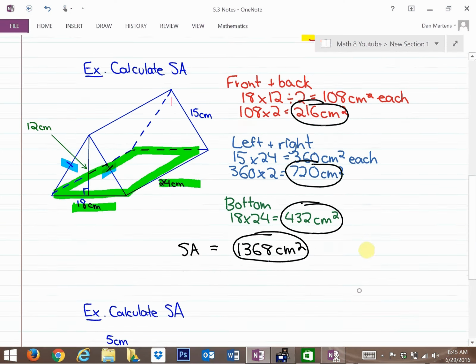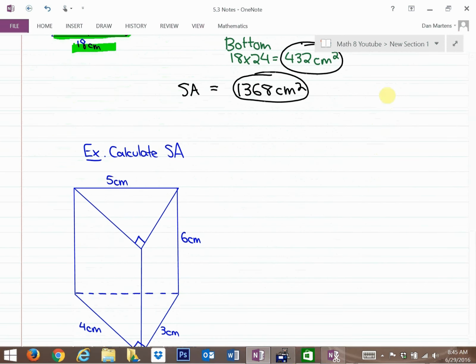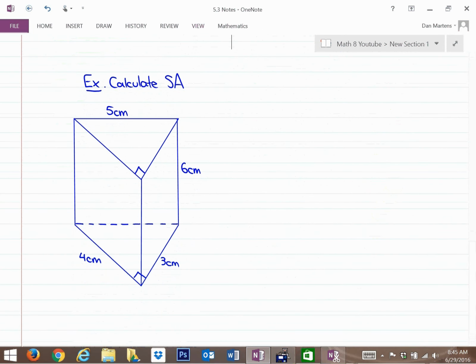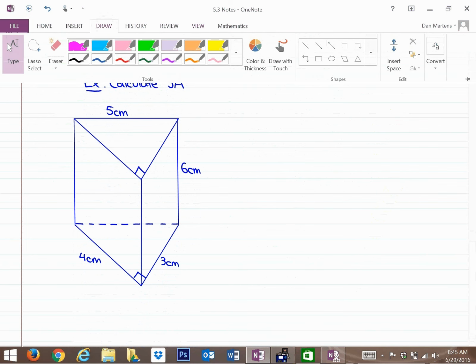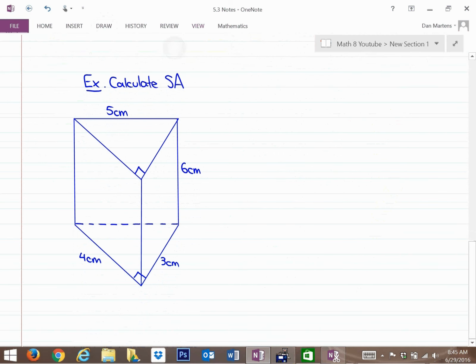Okay, we're going to do one more shape because triangular prisms tend to be tricky. So if we look at this triangular prism, it's been tilted upwards, and that can make some people a little bit confused. So let's go ahead and look at it. I'm going to do this one a little bit more quickly. You might want to pause the video throughout.